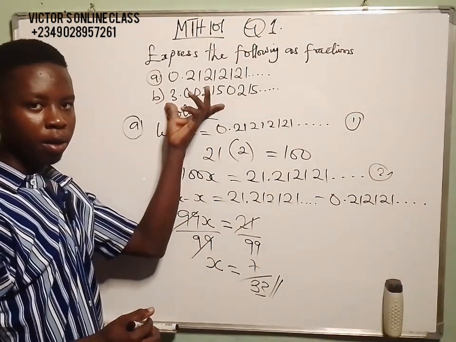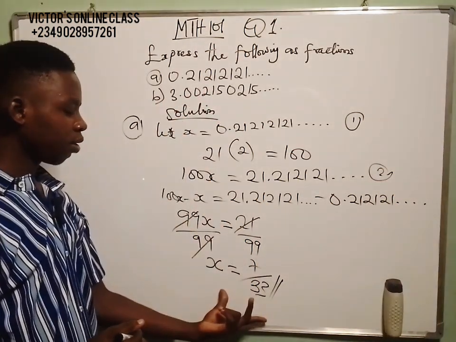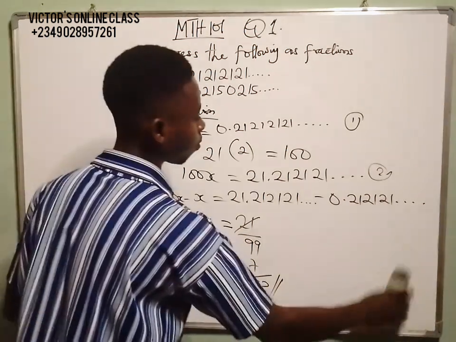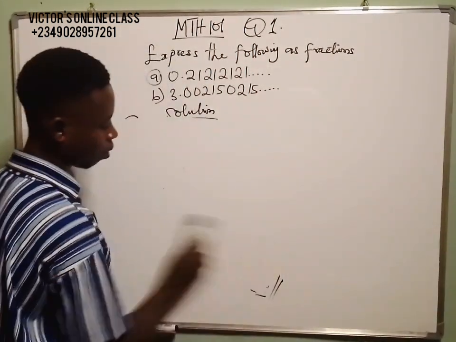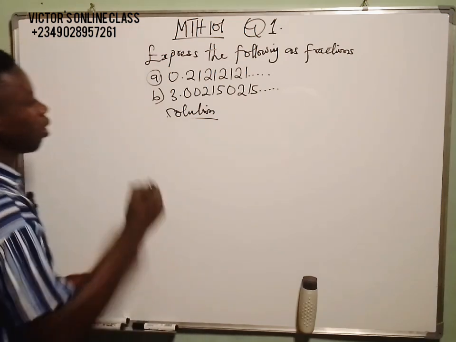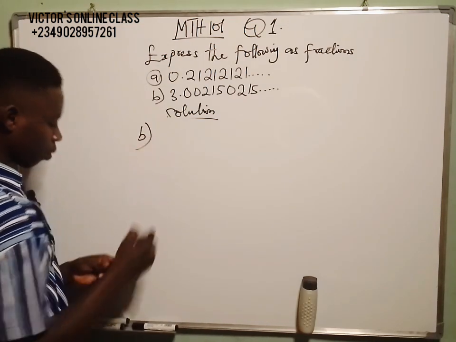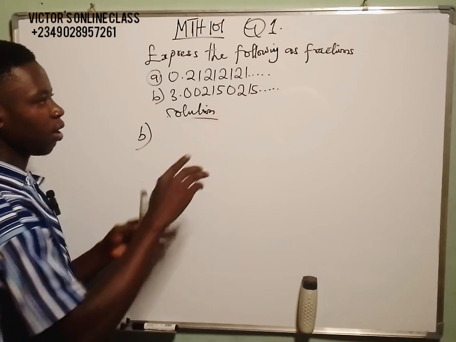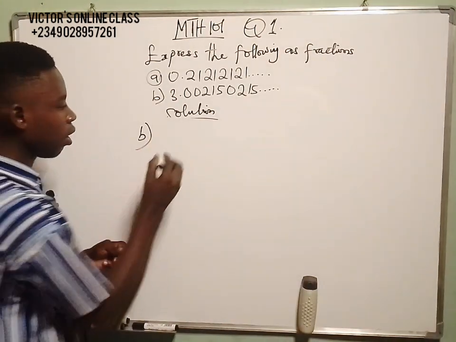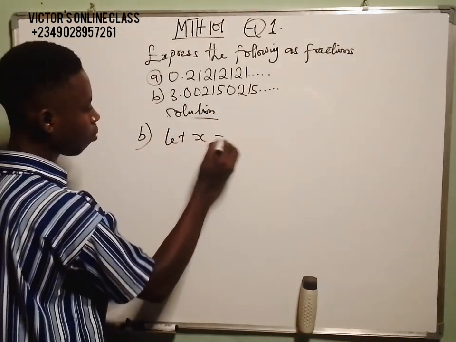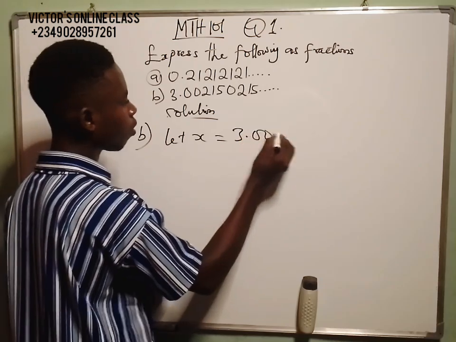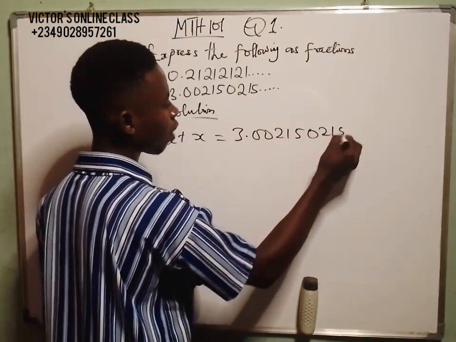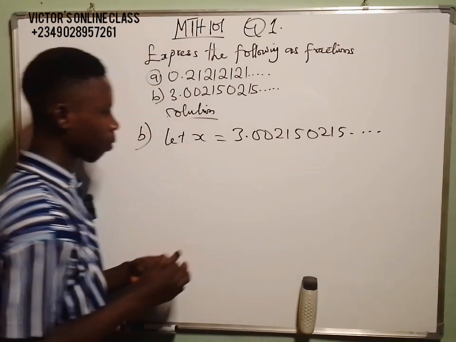Now, how do you solve for B? If you have watched to this extent, you can make a screenshot and keep. Let me solve B. Now, for you to solve B, from the explanation I have given, let x be 3.00215, and here you have 0215, and then it continues.